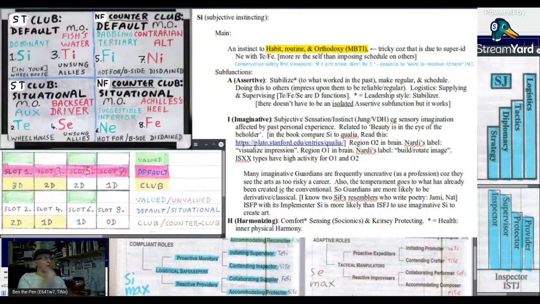So we are talking about the Contender Guardian. MBTI preferences, ISTJ, the Contender Guardian. SiTe, the Sit. So I've lined up the graphics. Now this is because this is a concrete type.